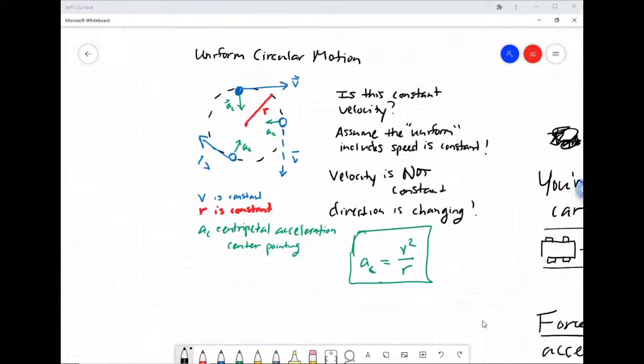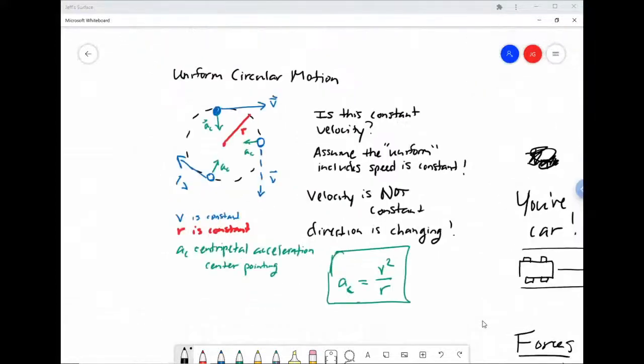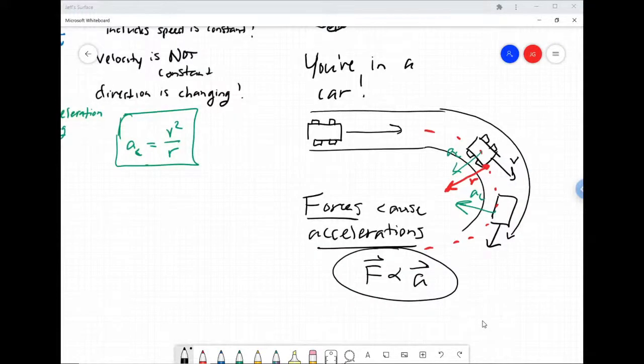I guess I can't zoom out anymore. All right. Hello, computer.